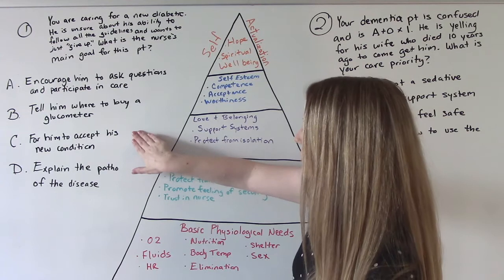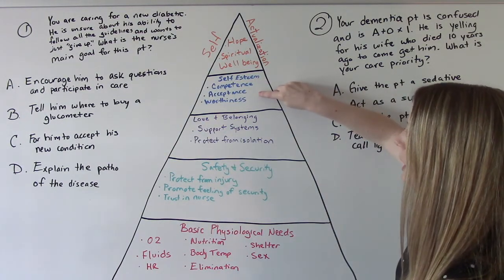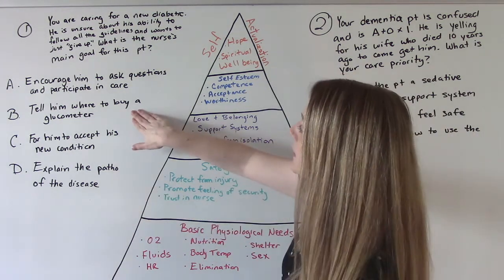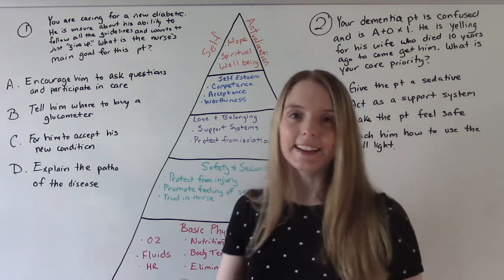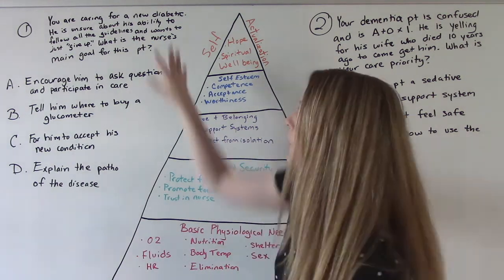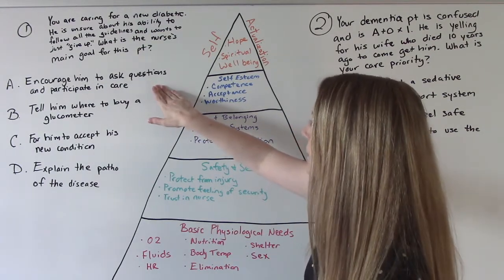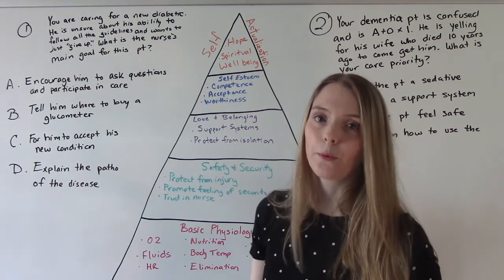For him to accept his new condition, that's right here. That's related to self-esteem, right? So that's a contender for a possible answer. B, to tell him where to buy a glucometer. While that is important and he needs to know that, that's not a priority right now. And then A, encouraging him to ask questions and participate in care. That's also really important too, right?